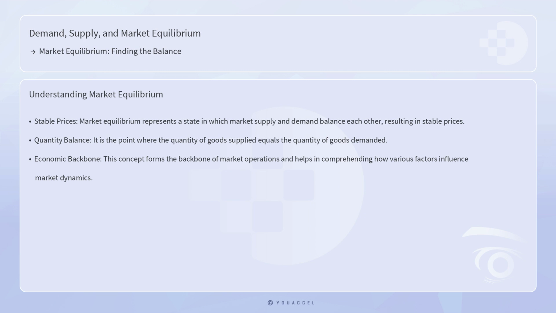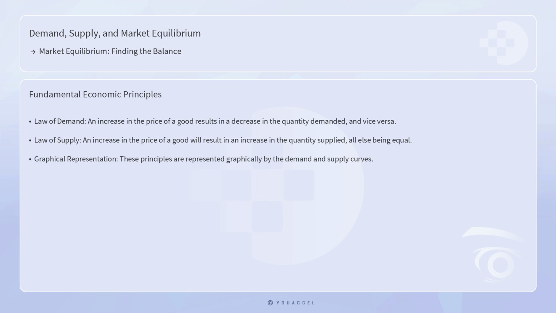market dynamics. The law of demand states that, ceteris paribus, an increase in the price of a good results in a decrease in the quantity demanded, and vice versa. Conversely, the law of supply indicates that an increase in the price of a good will result in an increase in the quantity supplied, all else being equal. These fundamental principles are represented graphically by the demand and supply curves.